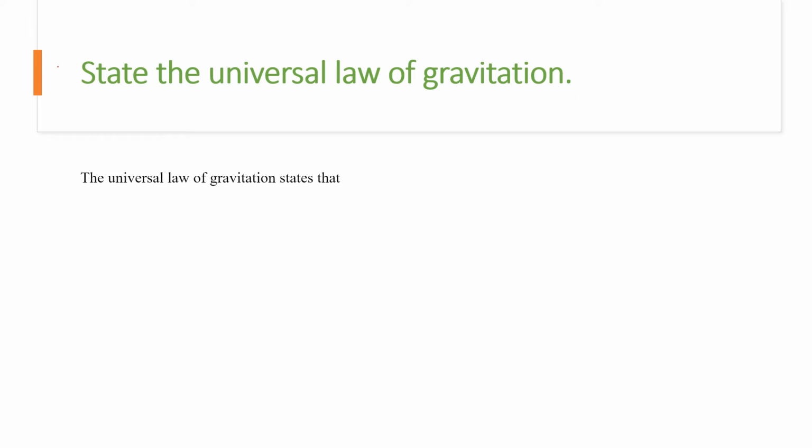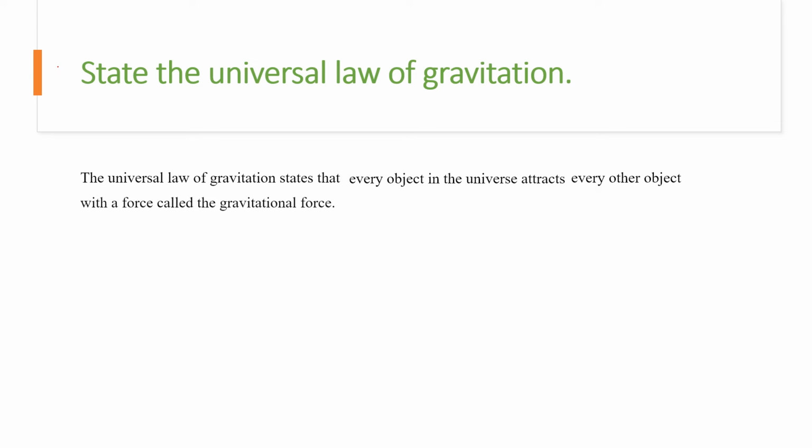Newton gave that. Okay. The universal law of gravitation states that, what does it say? Every object in the universe attracts every other object. The universal law of gravitation states that every object in the universe attracts every other object with a force called gravitational force.